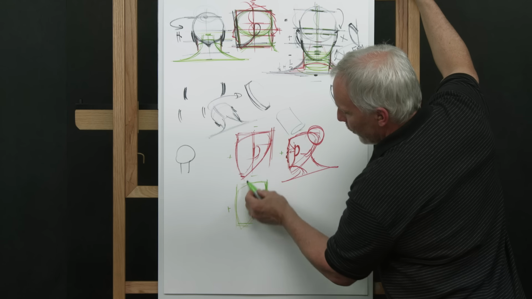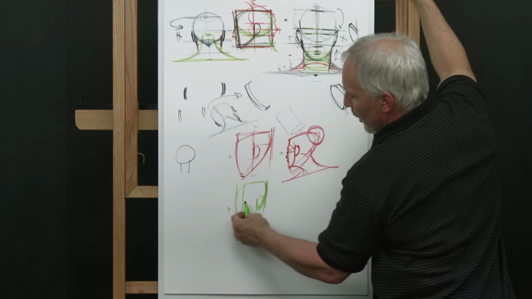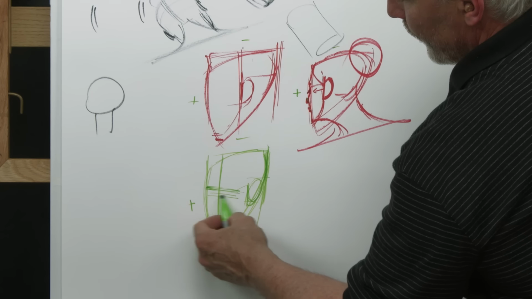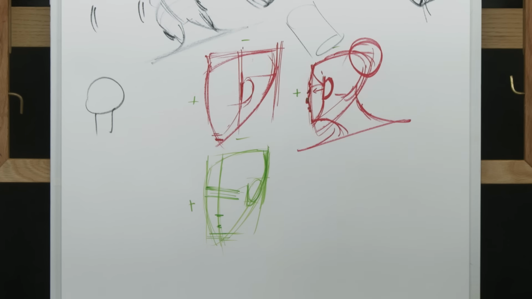Now we start to get a 3/4 view. Notice now if we did the center line of the features, it'd be over here and we're in a 3/4 view.